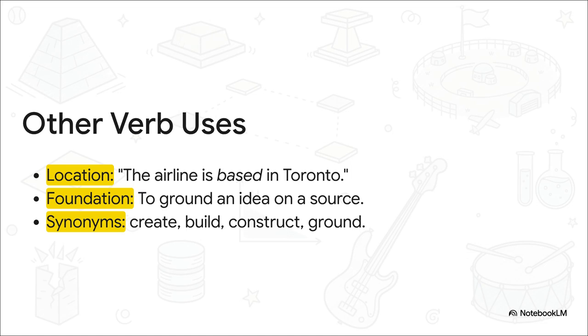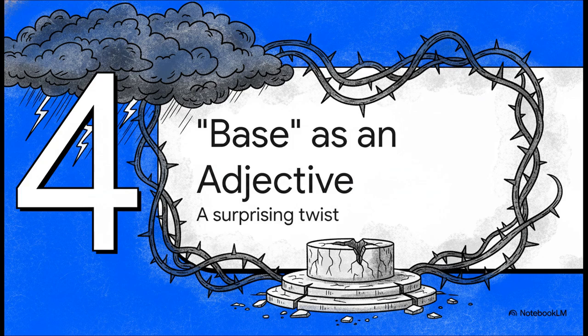You'll also hear it used for location, like a company being based in a city. And this is a big one, it's used for arguments. You don't just have a random opinion, you base your conclusion on the data. Words like create, build, construct, they all get at that same core idea. So, we've done the noun and the verb, and they're all pretty logically connected. But get ready for a twist. As an adjective, base means something completely different and, frankly, a whole lot darker.